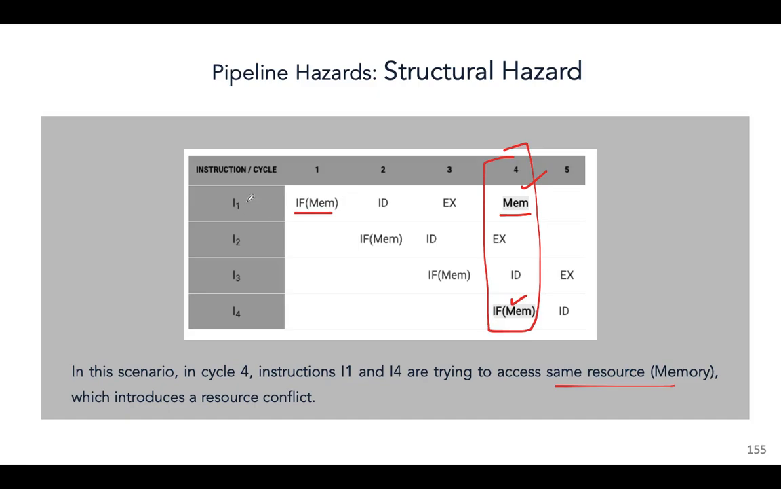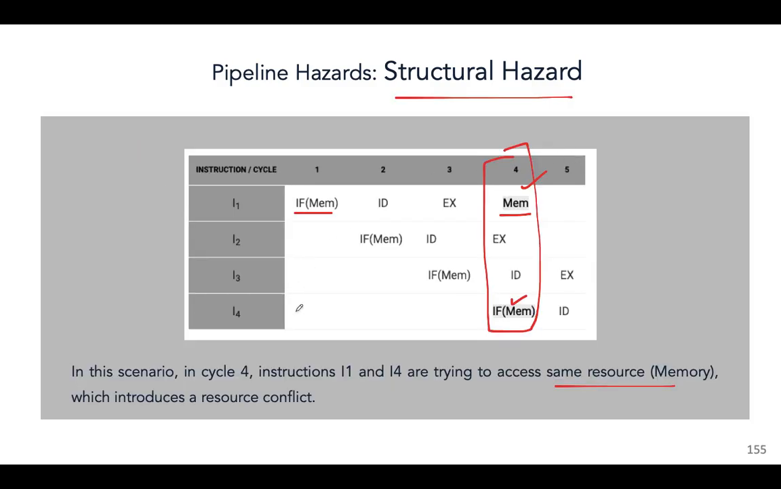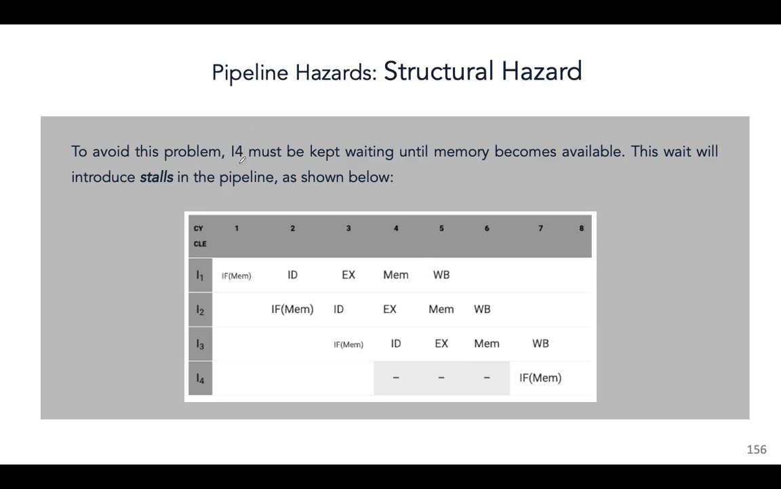So until instruction 1 stops using memory, instruction 4 cannot be fetched from memory. This is caused by structural hazards. This is a resource conflict. Now to avoid this problem, I4 must be kept waiting until memory becomes available. Because I1 entered the pipeline first, and I4 came later, I4 will have to wait until I1 is all done and finished with memory, right? So I4 must be kept waiting until memory becomes available. This wait introduces stalls in the pipeline.